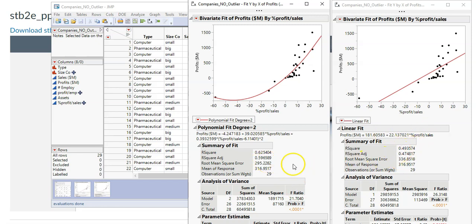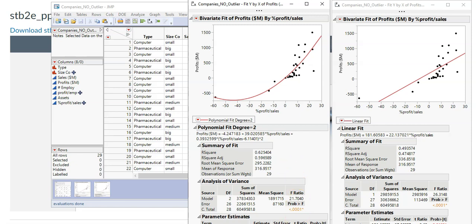How much increase do we have? Maybe about 12.5% increase in defining your variation of your DV. That means more control over the DV when making decisions using the percent profit per sales, and that's a good thing.